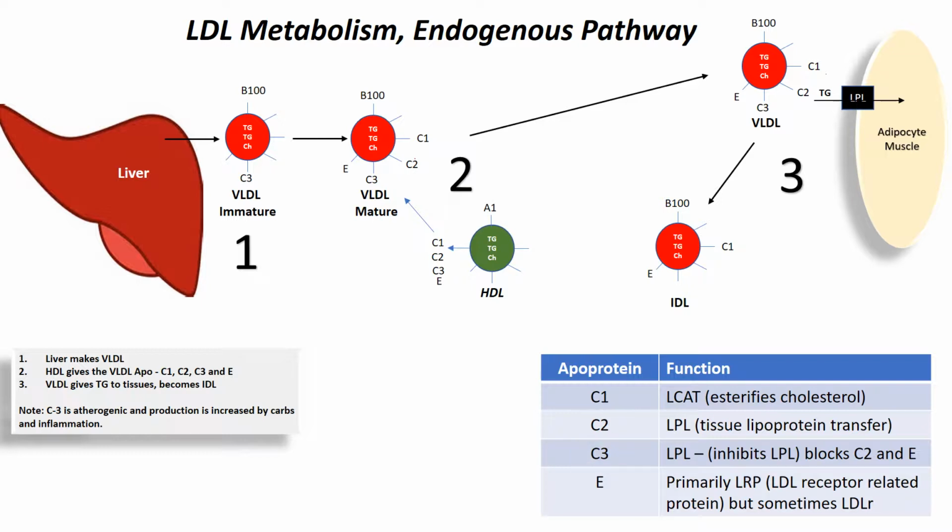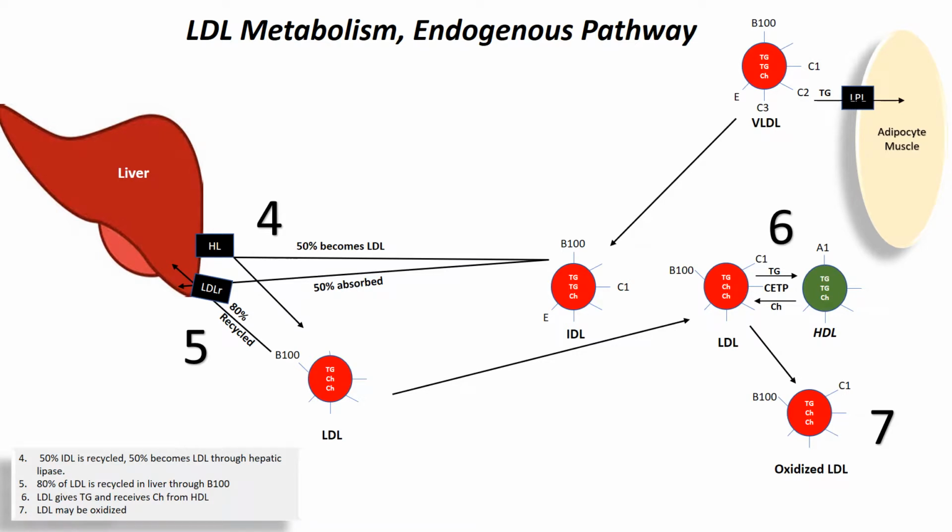Production of ApoC3 can be increased by a really high carbohydrate diet, especially a high sugar diet, and also by inflammation, which is one of the ways those two conditions can contribute to heart disease. Okay, so now we've kind of traced a VLDL all the way to producing an IDL, or an intermediate density lipoprotein. So now let's talk about what happens to that IDL.